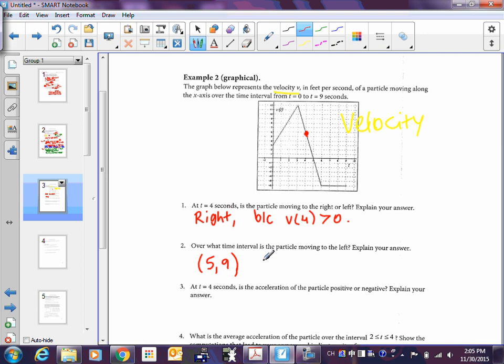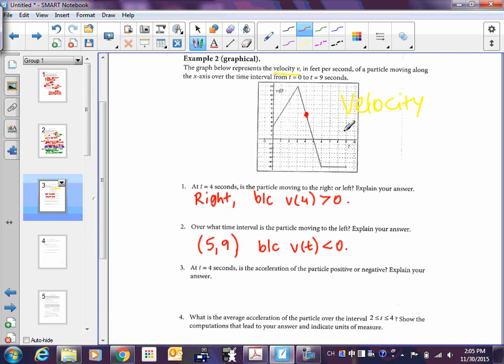So 5 to 9, we still got to write a because statement, an explanation, and that is because v of t is less than 0. And of course you could say is negative. You could write out the words, the velocity is negative. There are multiple ways to express that thought. Okay, so notice the graph was velocity and we were asked about velocity. So I just looked at the x and y values. I hadn't yet even really looked at the slope yet.